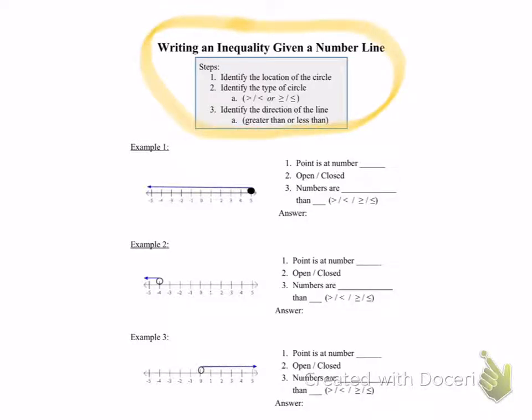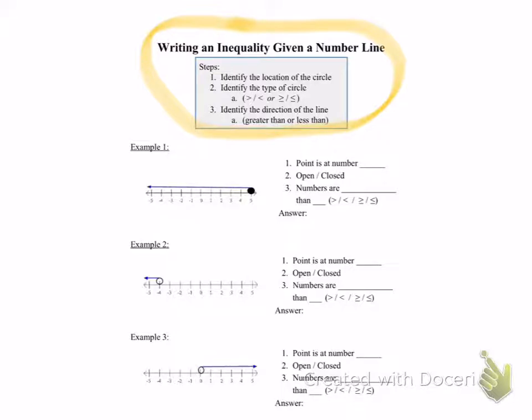So step 1 is to identify the location of the circle, meaning what number is it on. The next thing is to determine the type of inequality symbol that we're going to use. And the biggest difference is if it's a less than, greater than, or the equal to. It determines if it has the equal to or not. And then the last step is to figure out which direction it's going, so which number is greater, which one's less than, all that jazz.